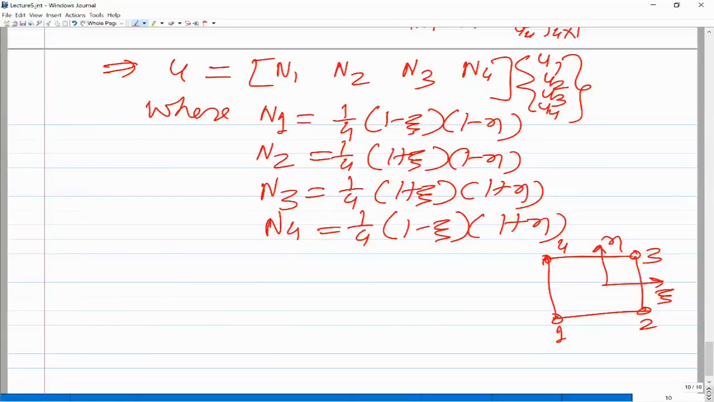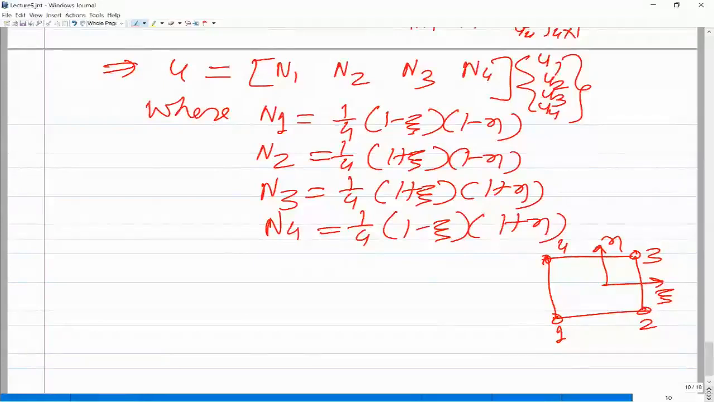So when you put here, you will get this as unity. So n2 would be unity at node 2, 0 at nodes 3 and 4, and 1. So it would be 0 along the entire edge 3, 4 and 1, 4. Similarly, n3 would be unity at 3 and would be 0 at nodes 1, 2 and 4. Similarly, n4 would be unity at node 4, and will be 0 at nodes 1, 2 and 3. In fact, it would be 0 along edges 1, 2 and 2, 3.